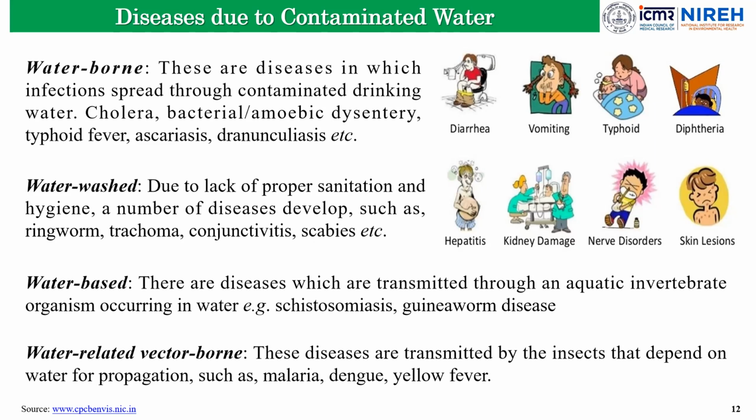Then water-related vector-borne disease is very common. We all know about malaria and dengue and others in which the mosquito plays an important role in transferring those diseases. Basically, water is used by mosquitoes to complete their life cycle. So this is how we can categorize the diseases which happen because of the presence of various bacteria, viruses, and biological organisms in the water.